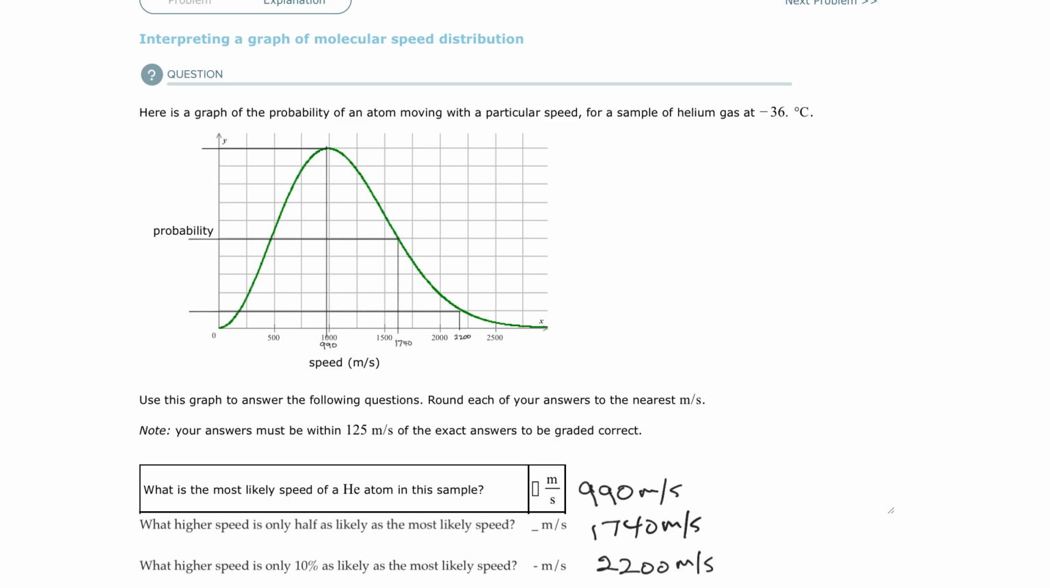Okay, so this is not hard. All you're doing is looking at a graph and measuring the marks on a graph. I think you can do it.